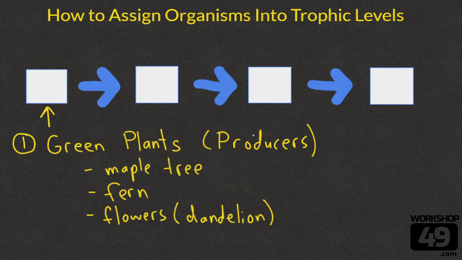You would never put a dandelion in the 3rd step in a food chain. You would never have frog, hawk, dandelion. That'd be a really cool alien ecosystem, but that's not what happens with us. So anytime we have a green plant, we know we're going to be placing this in the first step of a food chain, which means that green plants are in the first trophic level.